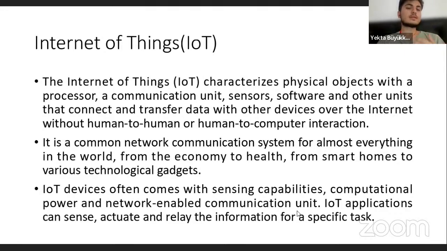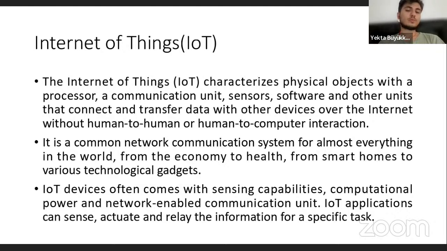And what it is basically, the Internet of Things characterizes physical objects with a processor, a communication unit, sensors, software, and other units that connect and transfer data with other devices over the internet. And this is done without human-to-human or human-to-computer interaction. And this is actually developing in recent years. But it's a good thing, and it is developing more each day.